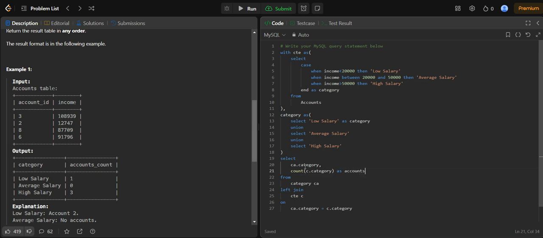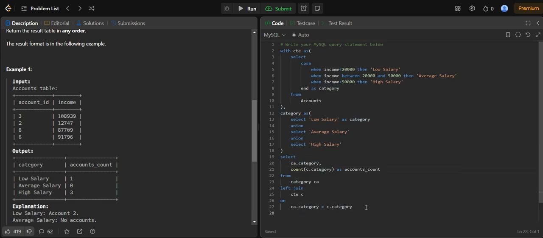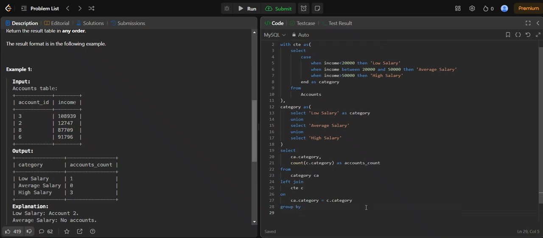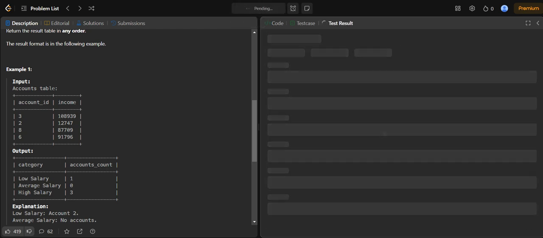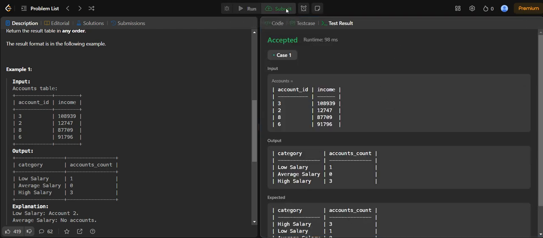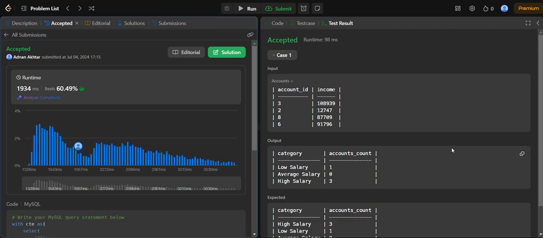This is accounts count. Okay, now all I have to do is group by, the last part. Now my query is complete. If I run this, this should work. Okay, it got accepted. Let me submit. Okay, it got accepted, with 60%. Let me resubmit.